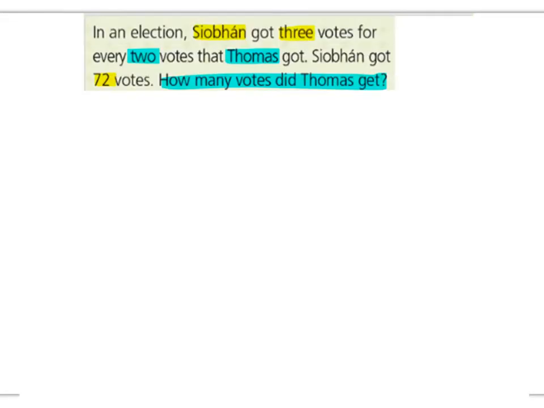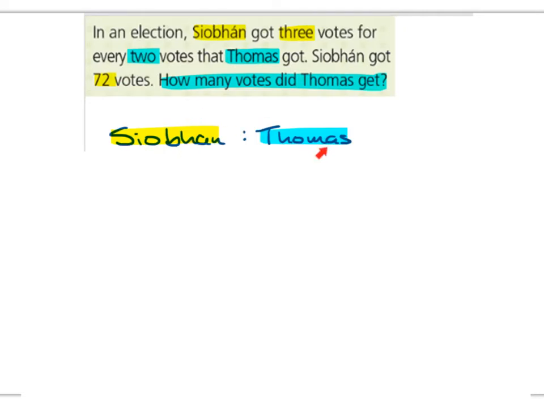In an election, Siobhan got 3 votes for every 2 votes that Thomas got. Siobhan got 72 votes. How many votes did Thomas get? So we start off by writing Siobhan to Thomas. And underneath Siobhan we write 3 because Siobhan got 3 votes. And underneath Thomas we write 2 because Thomas got 2 votes for every 3 votes that Siobhan got. So Siobhan got 3 votes for every 2 votes that Thomas got.